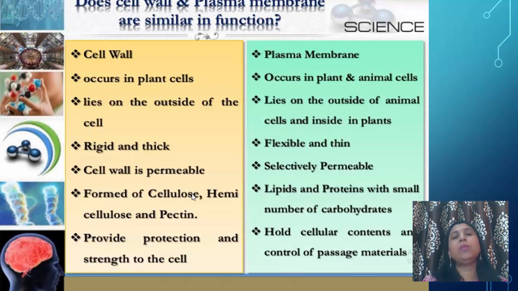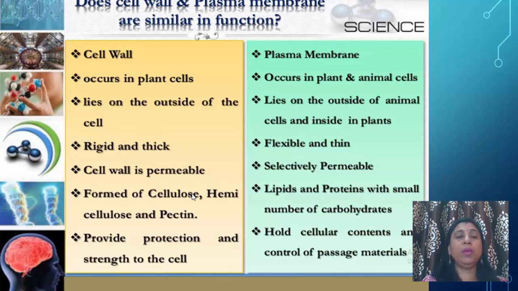Are cell wall and plasma membrane similar in function? No. Cell wall occurs only in plant cells, whereas plasma membrane occurs in both plant and animal cells. It lies on the outside of the cell. Cell wall lies outside, meaning it is the outermost part of the plant cell, whereas plasma membrane lies on the outside of animal cells and inside in plant cells. Inside in plant cells, why? Because the cell wall is present outside.